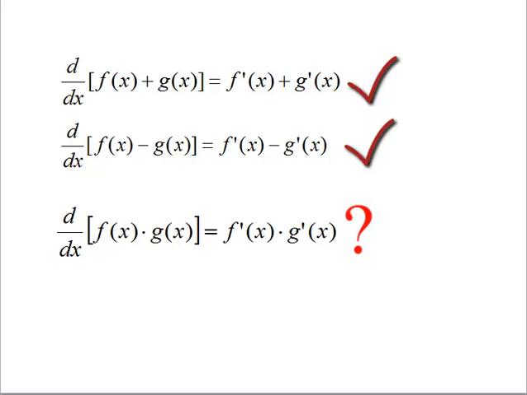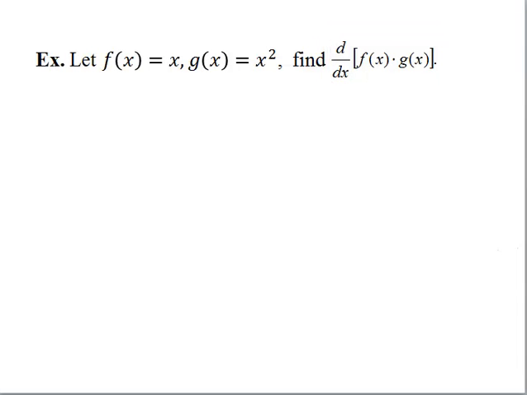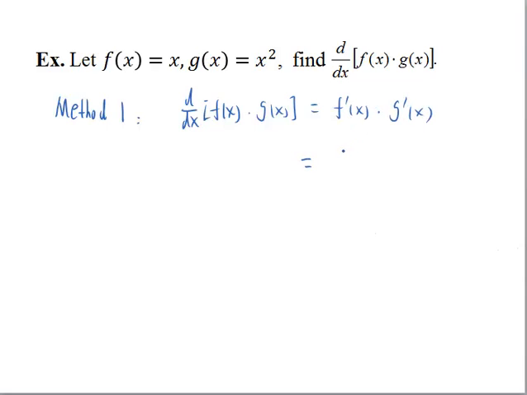Let's study this by looking at an example. For example, if we pick f of x equals x and g of x equals x squared, we want to find the derivative of the product of these two functions. We are going to use two methods. The first method is to use the formula we guessed. That is, the derivative of f times g equals the derivative of f times the derivative of g. So by the power rule, the derivative of f is 1 and the derivative of g is 2x. So the answer is 2x.